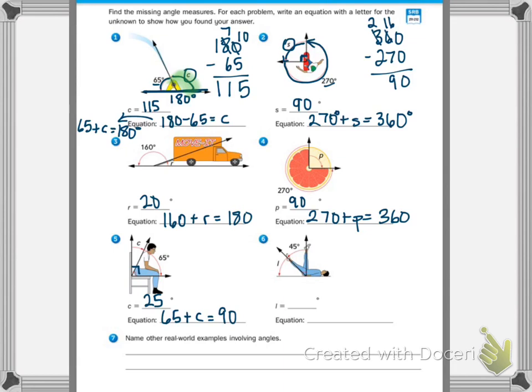Last one, doing leg lifts. Make sure those lower abs are strong. Take the 45 we know plus L. It's a bad letter to choose because it looks like 1. 45 plus L equals 90. It makes a right angle right down there on the floor. So 45 plus what is 90? That is 45. All right.